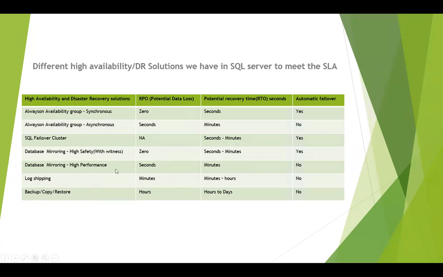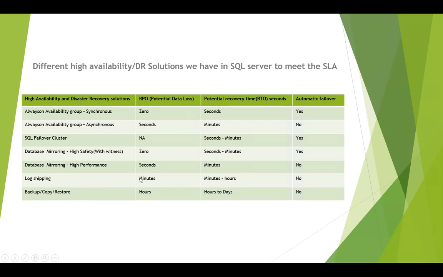Now, high performance is a kind of asynchronous mode, right? So with asynchronous database mirroring the recovery time will be minutes, and the potential data loss is the same as Always On asynchronous. Whatever data is not delivered or not received by the secondary is the amount of data loss that we have. It can be seconds, or whatever data loss we have.